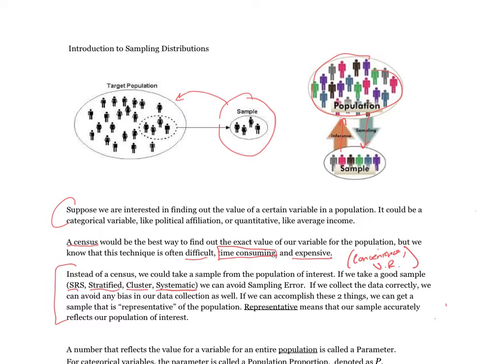So if we collect the data correctly, we can avoid any bias in our data collection as well. If we use well-worded questions, we don't have interviewer bias, and we don't do things to influence the answers or responses. So if we can accomplish these two things, we can get a sample that is representative of the population. Representative simply means that our sample accurately reflects our population of interest. When we're sampling, we want our sample to be representative.